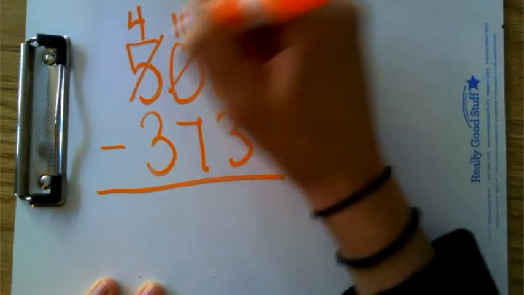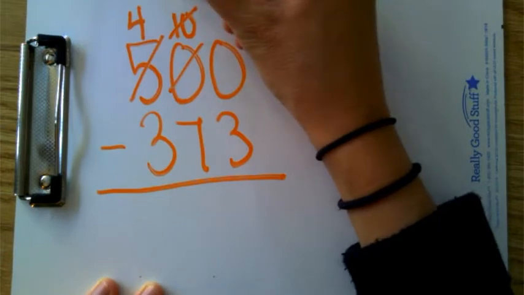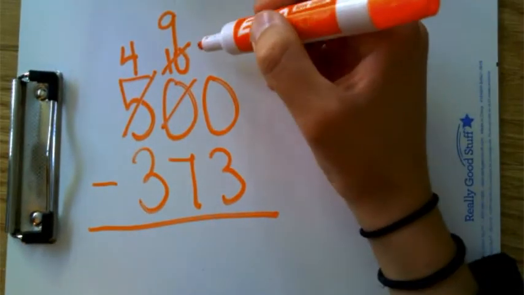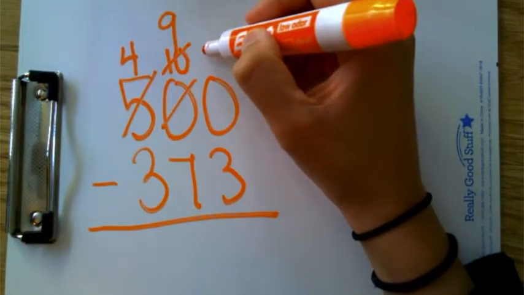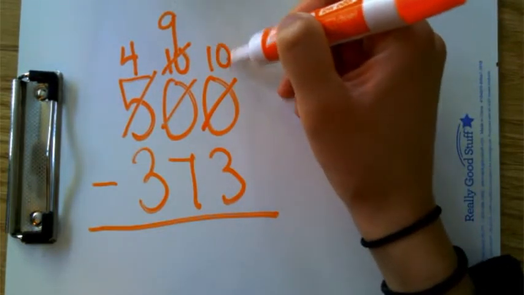Now we still don't have anything in our ones place, so we're going to cross this out and bring it down to 9. And we're going to bring over 10 to our ones place. Now we've got 10 ones in our ones place.